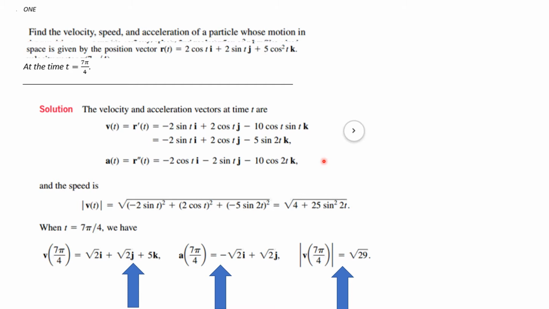And so those are the velocity and acceleration equations, and speed is the magnitude of the velocity. It doesn't give you direction. So the magnitude of the vector v is this. Sine squared plus cosine squared is 1, and so when you do that, you will get 4 for that part, and then it's 25 sine squared of 2t, and we're going to plug 7 pi over 4 into all those. This is what you get for the velocity. This is what you get for the acceleration. And this is what you get for the speed.